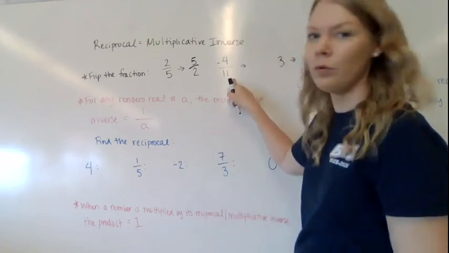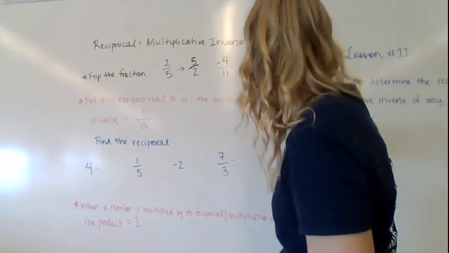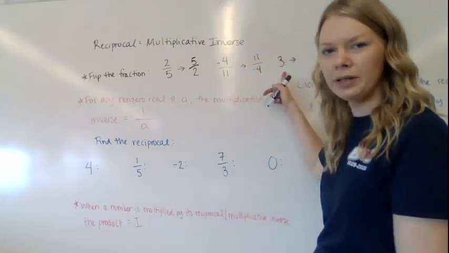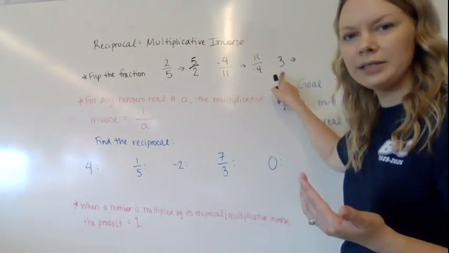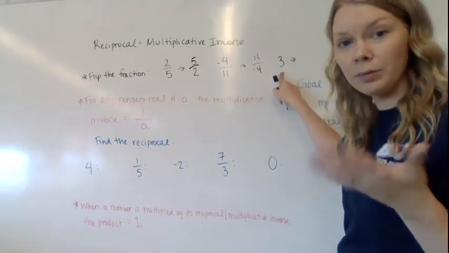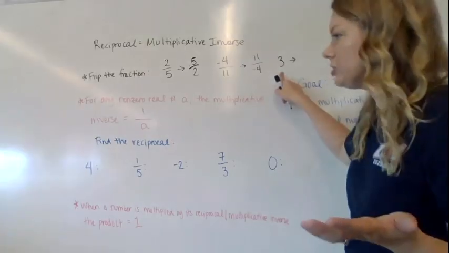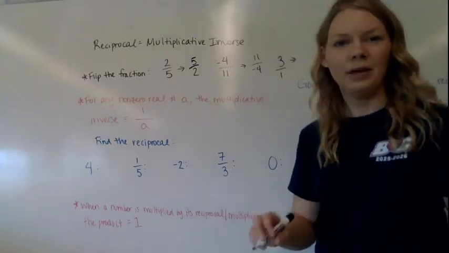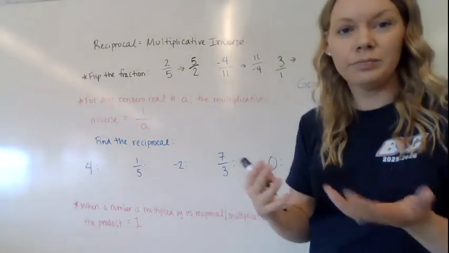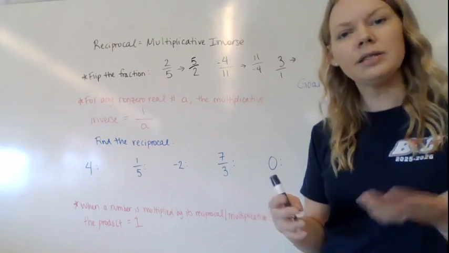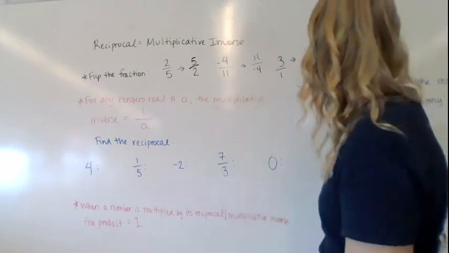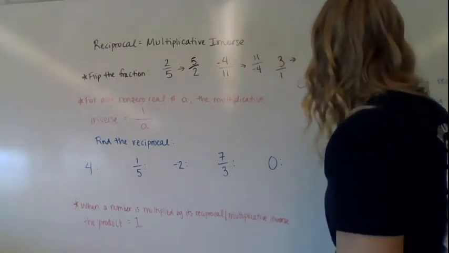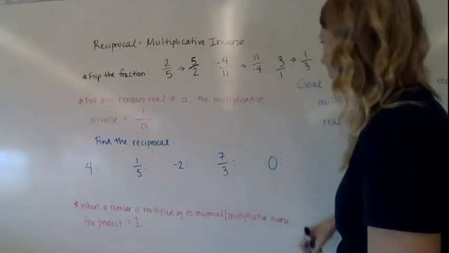Here we've got -4/11. We're going to flip that fraction. Remember to keep that negative sign. Now, what about 3? Well, that's not a fraction. When we're tasked with finding the reciprocal of a whole number, a number that is not written as a fraction, we put it over 1. We didn't change the value by writing 3 over 1. It's still equal to 3, but now it's in a fraction format that we can flip. So this multiplicative inverse, we flip that fraction, is equal to 1 over 3.